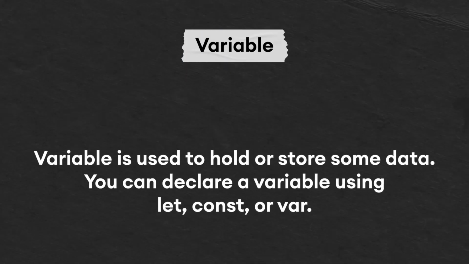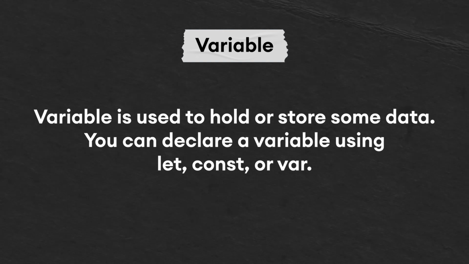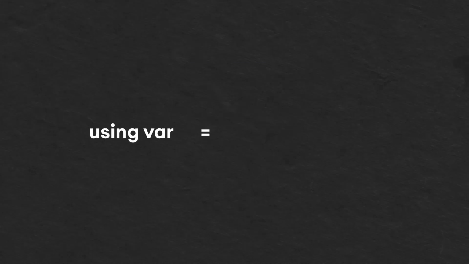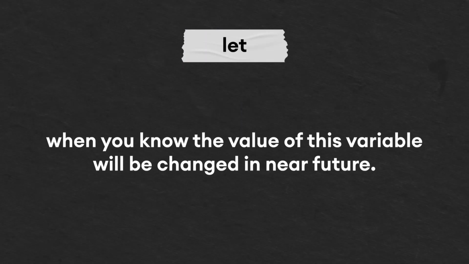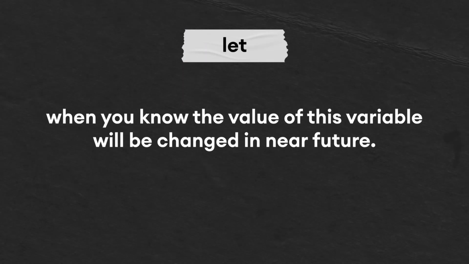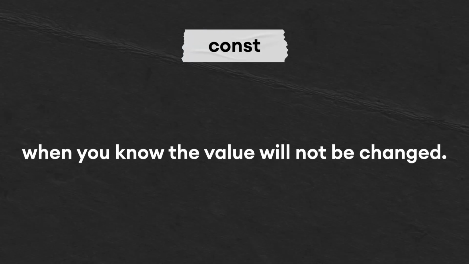Variable is used to hold or store some data. You can declare a variable using let, const, or var. If you don't want to make the developers cry, don't use var. Use let when you know the value of this variable will be changed in the near future. Use const when you know the value will not be changed.